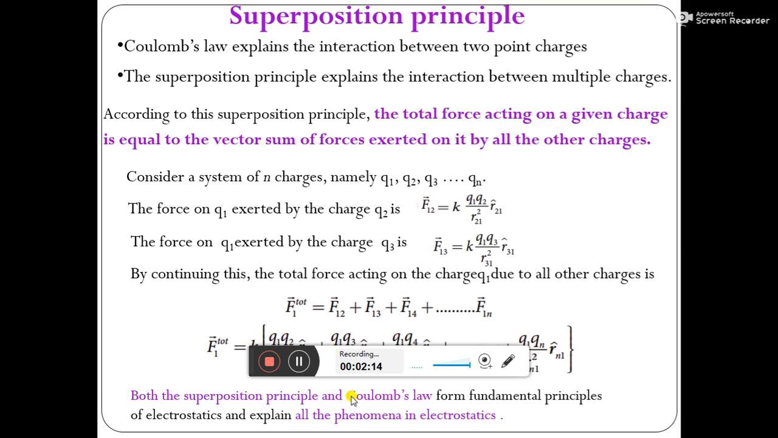Both this superposition principle and Coulomb's law form fundamental principles of electrostatics and explain all the phenomena in electrostatics.